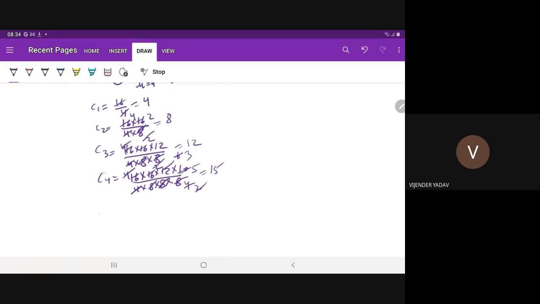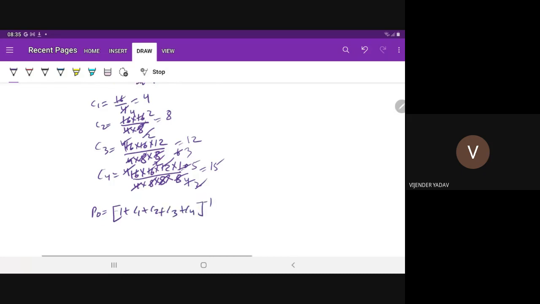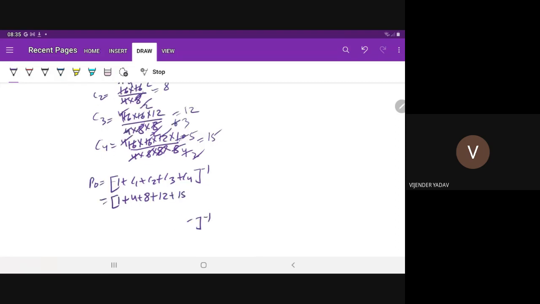So P naught will be 1 plus C1 plus C2 plus C3 plus C4 inverse. So it is 1 plus 4 plus 8 plus 12 plus 15 inverse. So it's 40. So it is 1 upon 40.